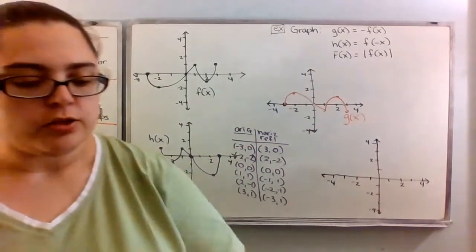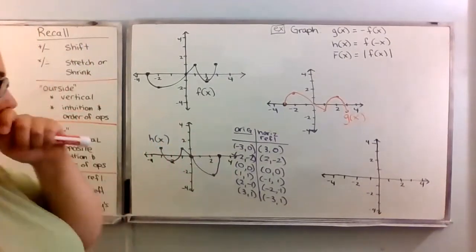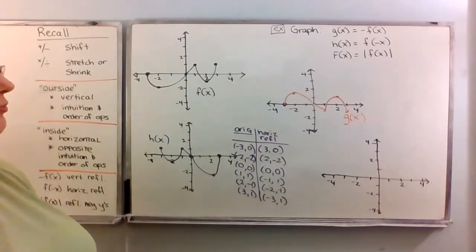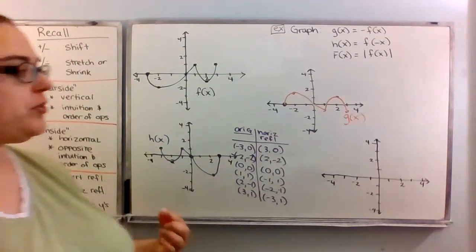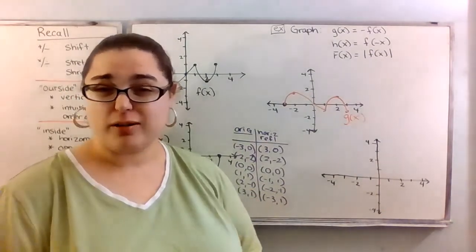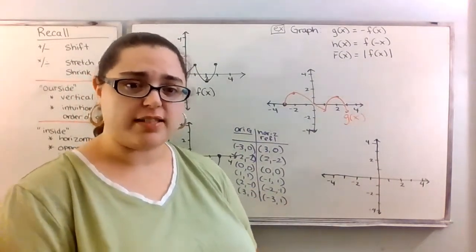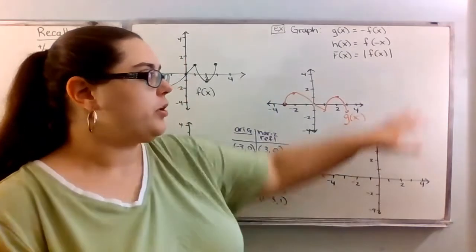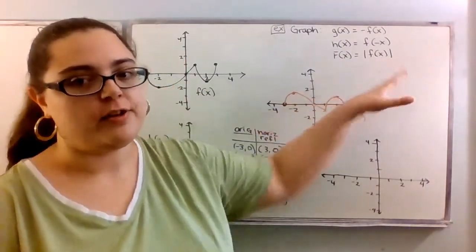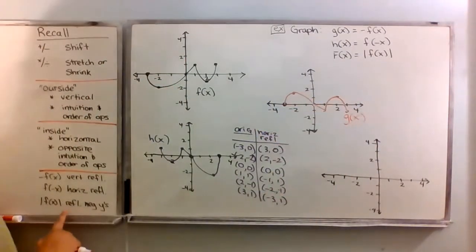Okay, so let's do the visualization and then we'll do the table and compare. We'll see if we would have gotten the same thing if we did the table. So we're going to do the absolute value of f of x. What that does is it just reflects your negative y values.